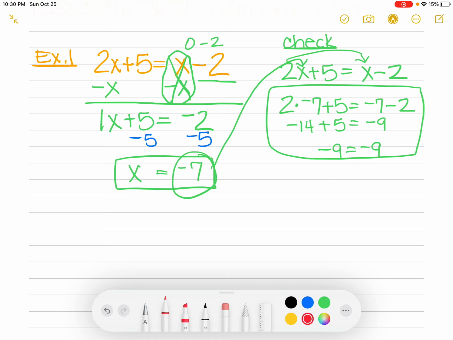Remember, you do not have to write this part. I'm just writing it up there so that you can see where I'm putting my x's. You can see that I'm writing the original equation exactly how it's written except for the x. That's it for that example. Let's go on to example 2.